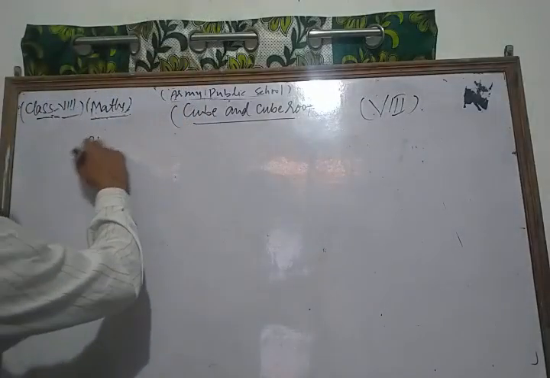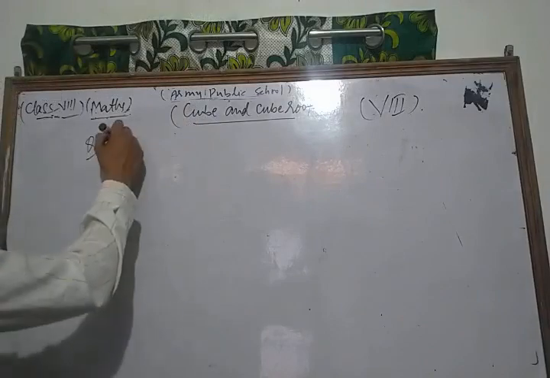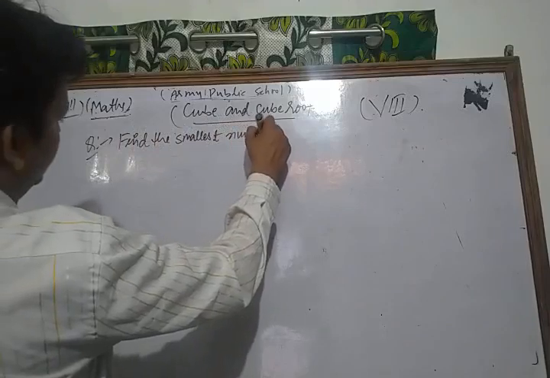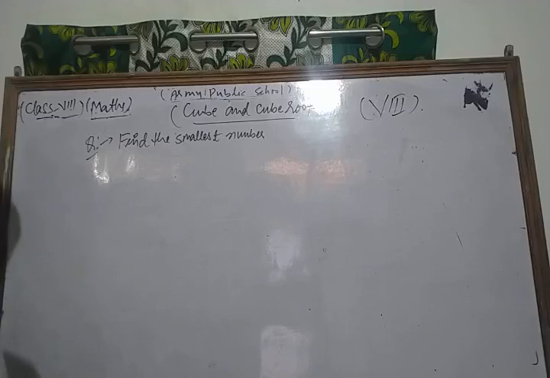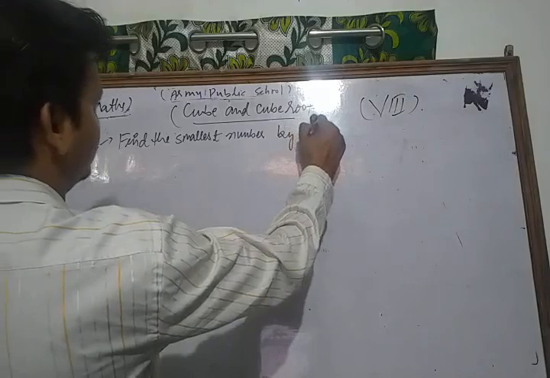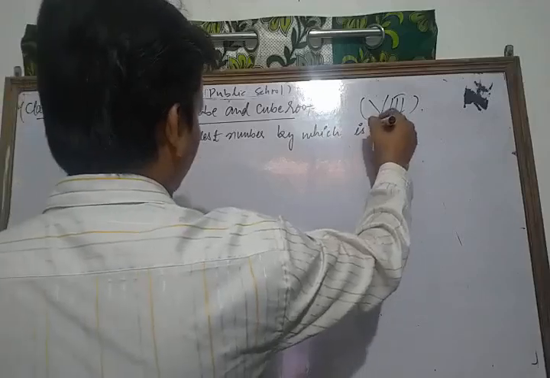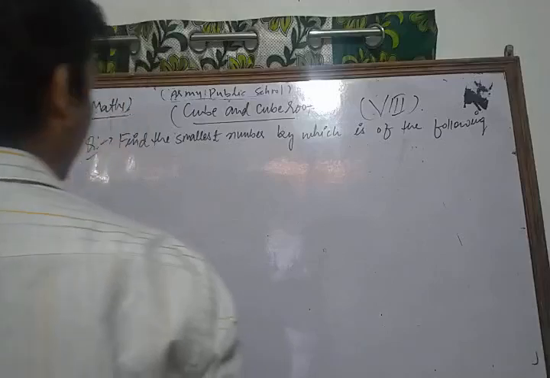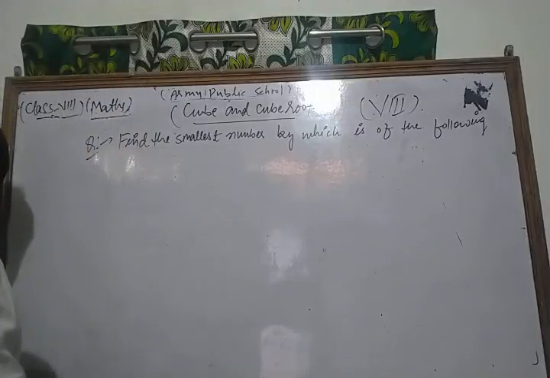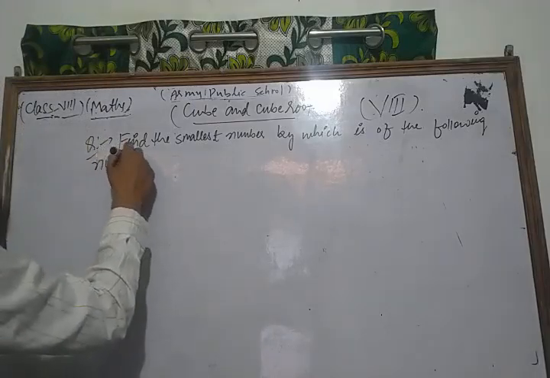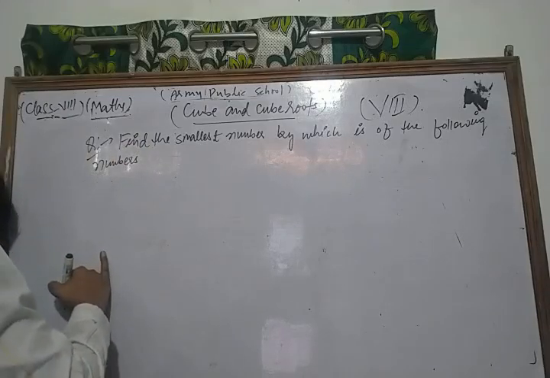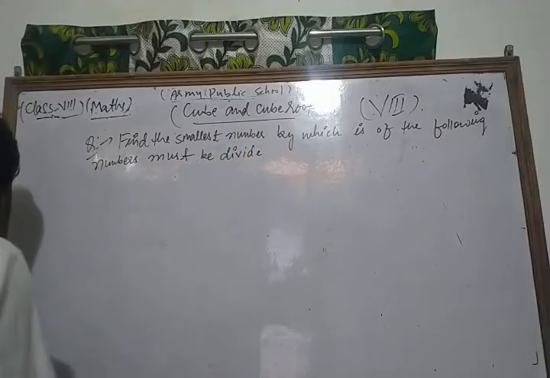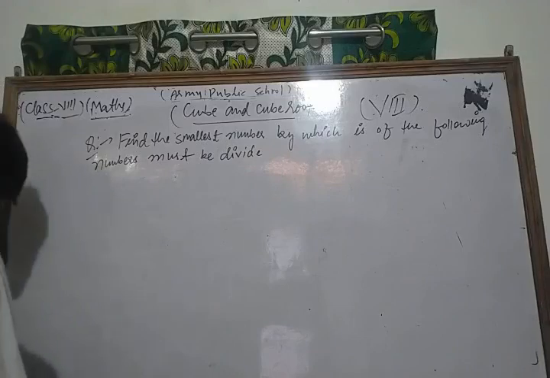We take some other important question, and your question is find the smallest number by which each of the following numbers must be divided to obtain a perfect cube.